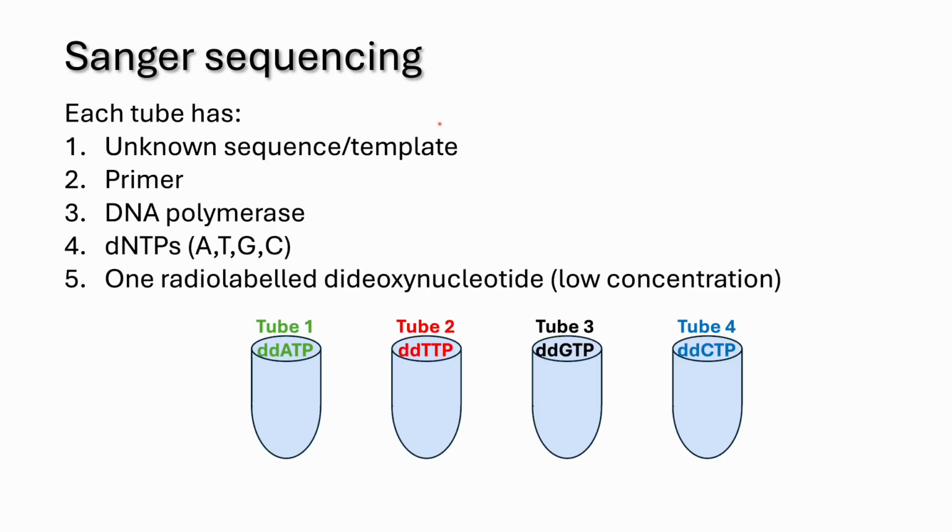In the classic Sanger sequencing method, there are 4 reaction tubes. Each tube contains the unknown sequence, or we call it template, primer, DNA polymerase, a mix of 4 dNTPs for elongation of the sequence, and lastly, each tube has 1 radiolabeled dideoxynucleotide at a very low concentration. In this example, ddATP is in tube 1, ddTTP is in tube 2, ddGTP is in tube 3, and ddCTP is in tube 4.